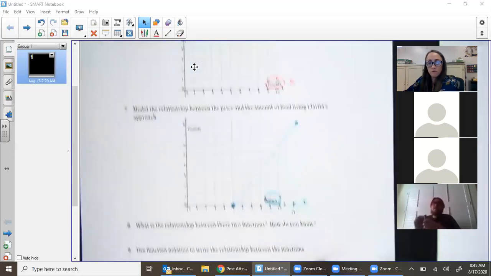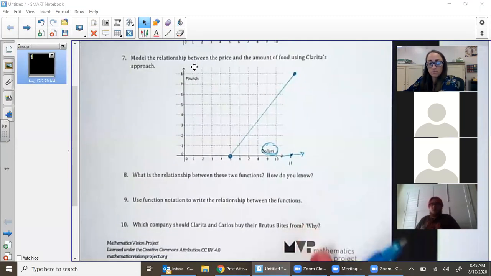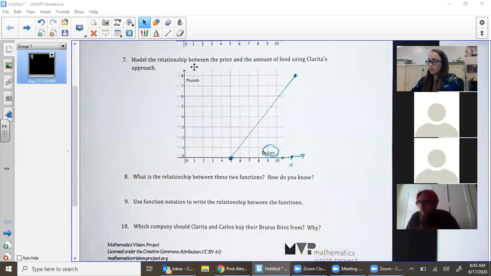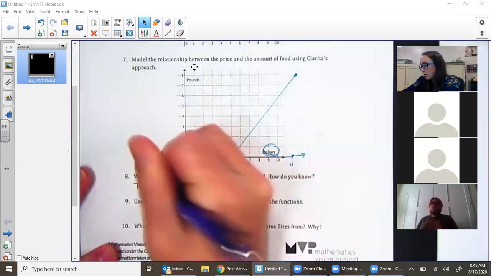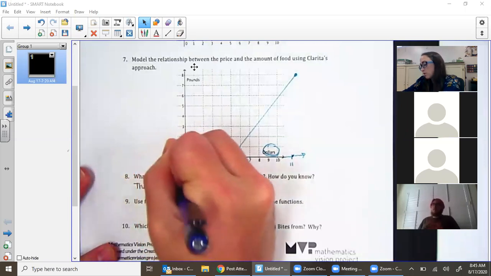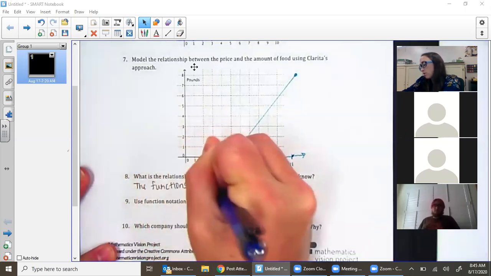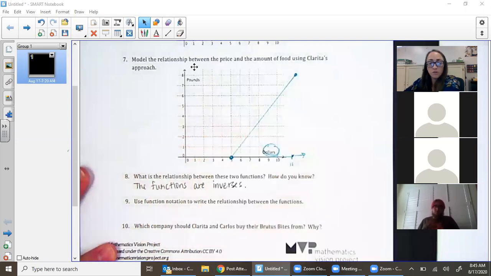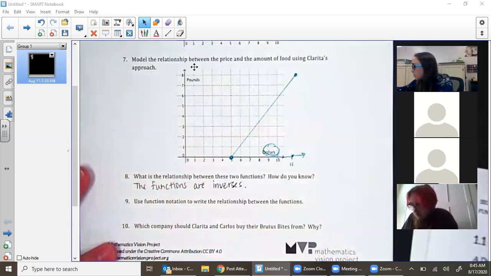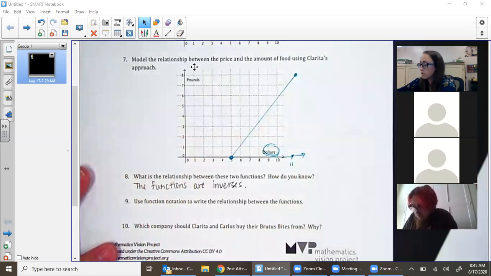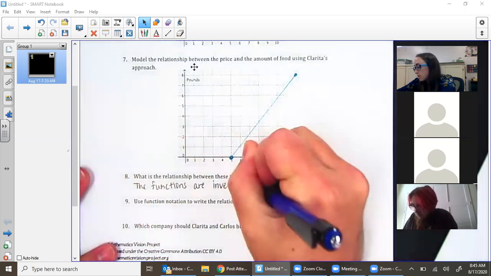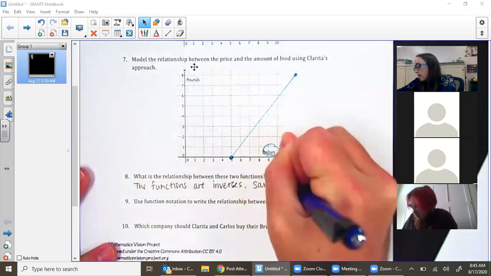Do you guys remember the fancy word we called that? Inverse. Inverses. Good. So the functions are inverses. And then for the part that says, how do you know? I'm just going to put, this is literally the same as number 4 that we did earlier. So I'm just going to put same as number 4.